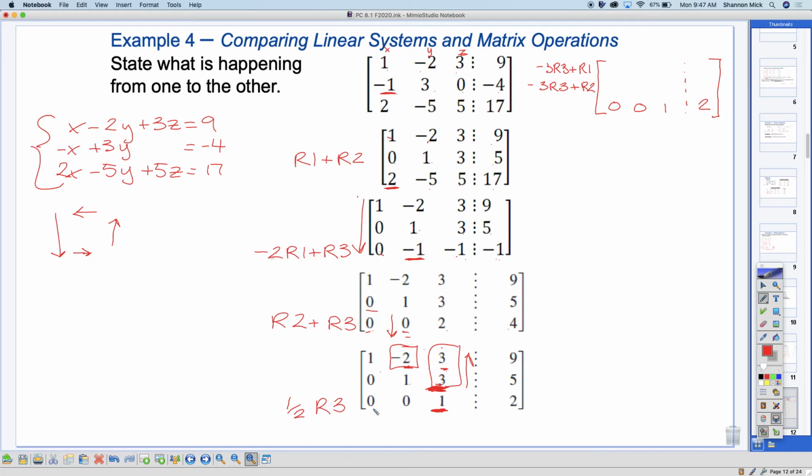Okay, so -3 R3 plus R1. So -3 times 0 is 0, plus 1 is 1. -3 times 0 is 0, plus -2 is -2. Do you see why we clear things and then go back? Because lots of zeros make it easy, right? -3 times 1 is -3, plus 3 is 0. And then -3 times 2 is -6, plus 9 is 3. I was right the first time.